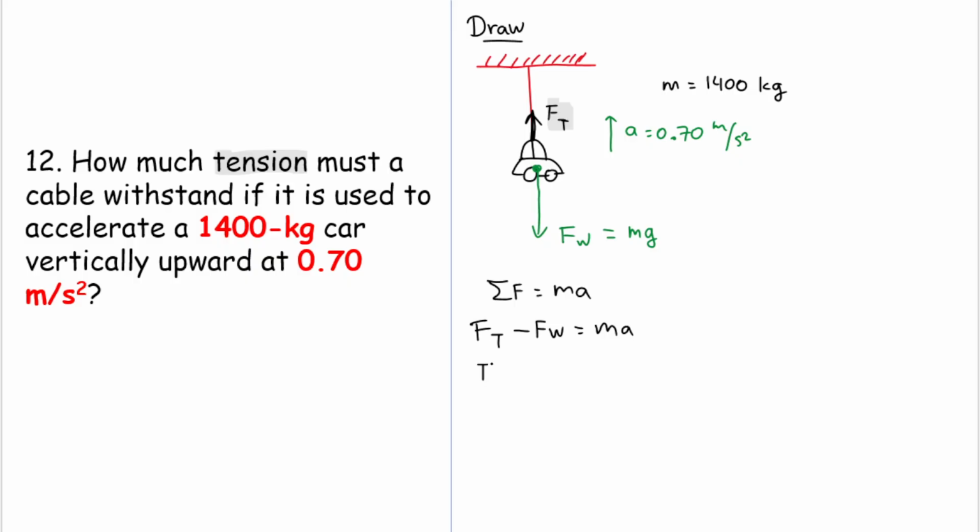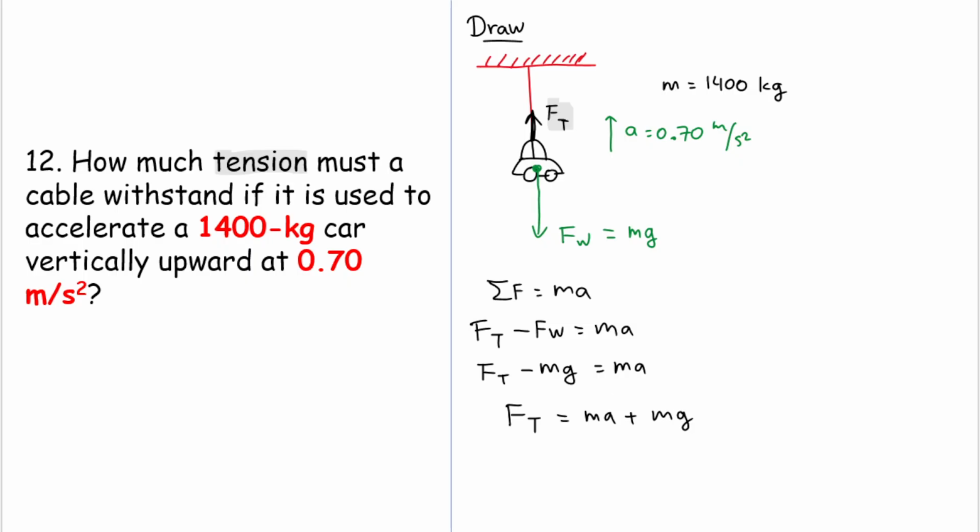And so we will have Ft, but here the force of the weight is equal to mass times gravity, so I will have minus mg, and that equals ma. So we'll have the force of the tension Ft equal to ma plus mg. Okay, but then we have all the values, right?